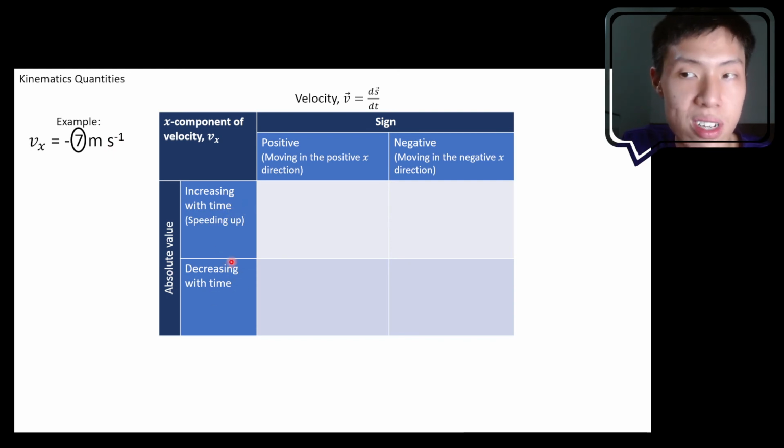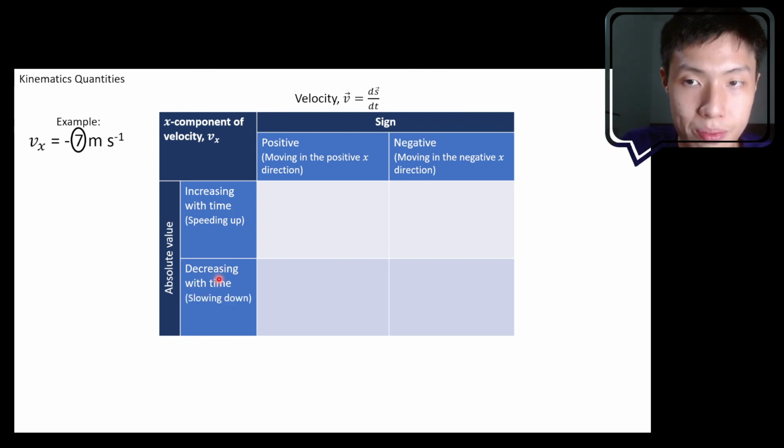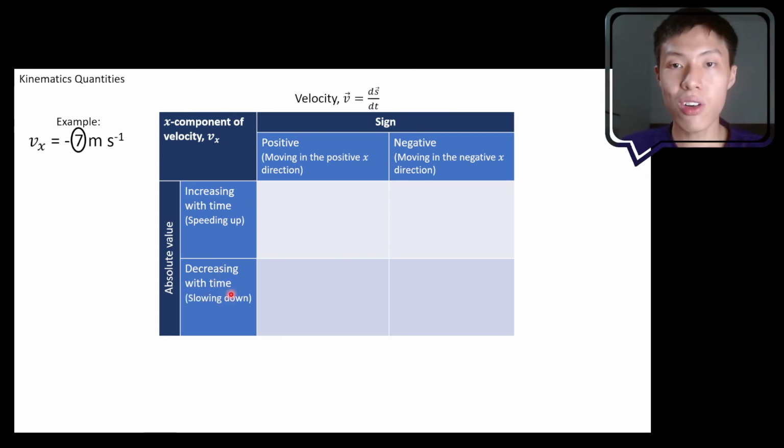And if it's decreasing with time, 7, 6, 5, 4, 3, 2, yeah, decreasing with time, it means you are slowing down. Okay, so that's all that I'm going to discuss for now, because these empty blanks here will need to be filled in later. Okay, after we have learned about acceleration, we will come back to fill in the blanks in this table below.